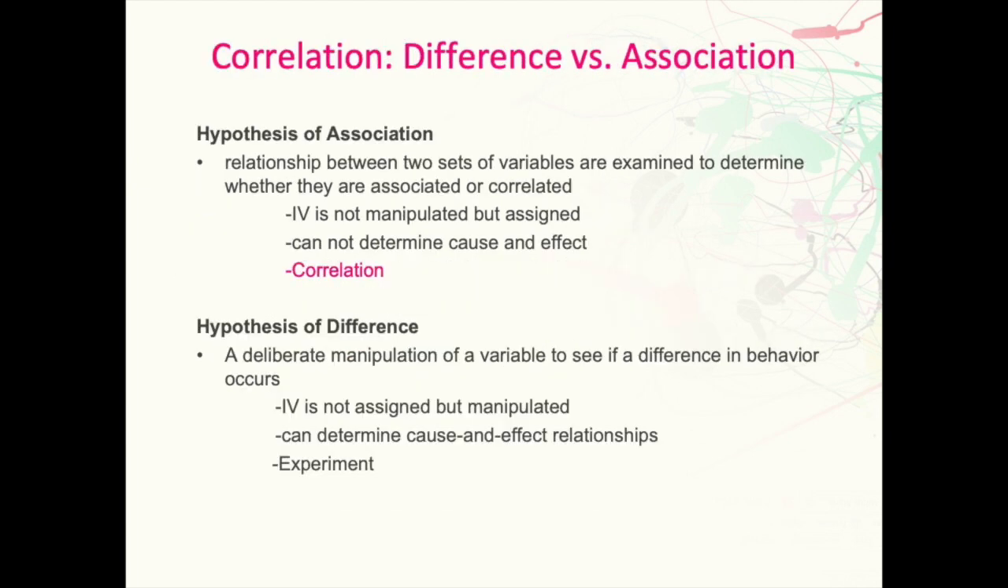Okay, so those were the measures of variability, and now we are going to switch gears and talk about the two different types of hypotheses that we can test when we do our studies on human participants. So a hypothesis of association is the relationship between two sets of variables. We want to examine them to determine if these two variables are related or associated or correlated in any way. So as one variable goes in this direction, what does the other variable do?